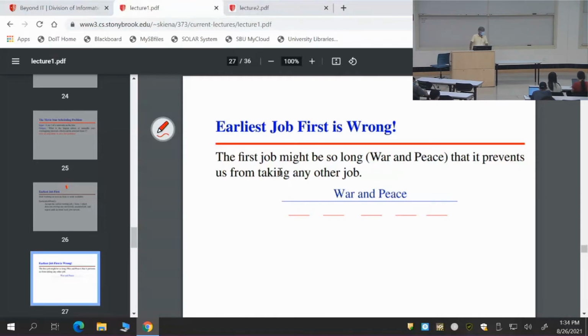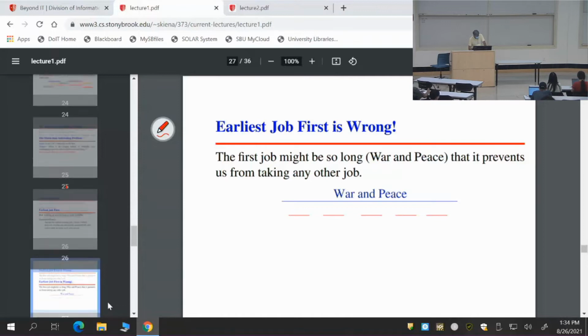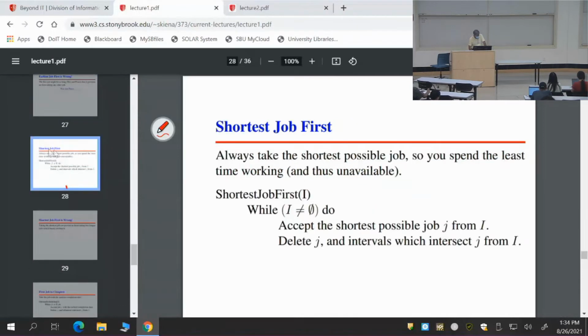Yeah. You could try to find the shortest job. Only do the shortest job. Okay, the second thing that everybody always thinks about is, if they're paying me the same amount for every movie, I want to work on the smallest, shortest movie possible. That way, not only do I get to rest, but I'm available to take other jobs. So what's the shortest job? Take the shortest possible job, then remove all the movies that intersect that, and then keep repeating until I'm out of movies. Does this do the right thing?